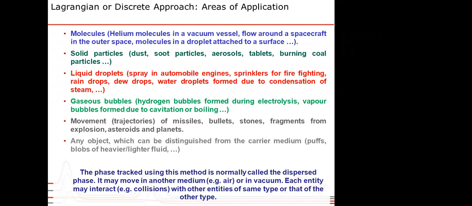Look at the Lagrangian and discrete approach. I have listed some areas of application. These are used widely in molecular simulations or in solid particles, like modeling dust, soot particles, aerosols, burning particles, etc., or liquid droplets, gaseous bubbles, movement of large quantities. So in general, this method is used to model any object which can be distinguished from the carrier medium, like puffs, blobs of heavier or lighter fluid, etc. And in this case, the particles may interact with each other through collisions.